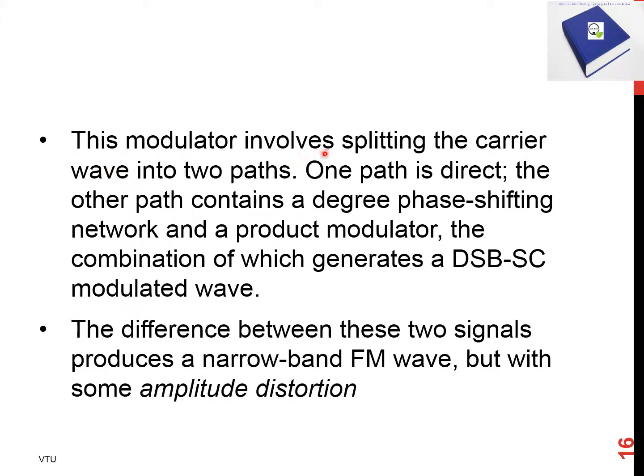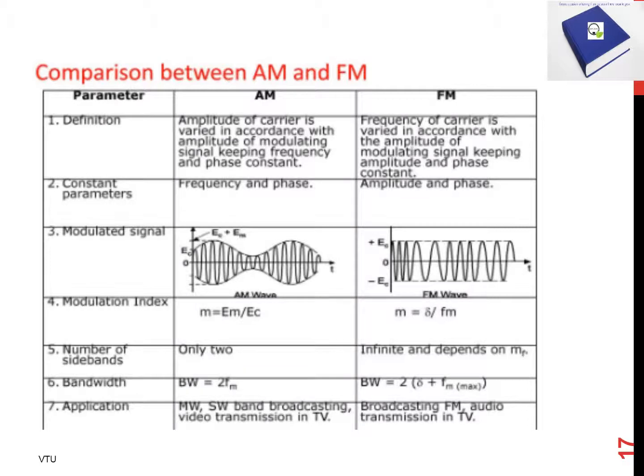This modulator involves splitting the carrier wave into two parts. One part is direct, and the other part contains a 90-degree phase shifting network and the product modulator, the combination of which generates a DSB-SC modulated wave. The difference between these two signals produces a narrowband FM, but with some amplitude distortion.